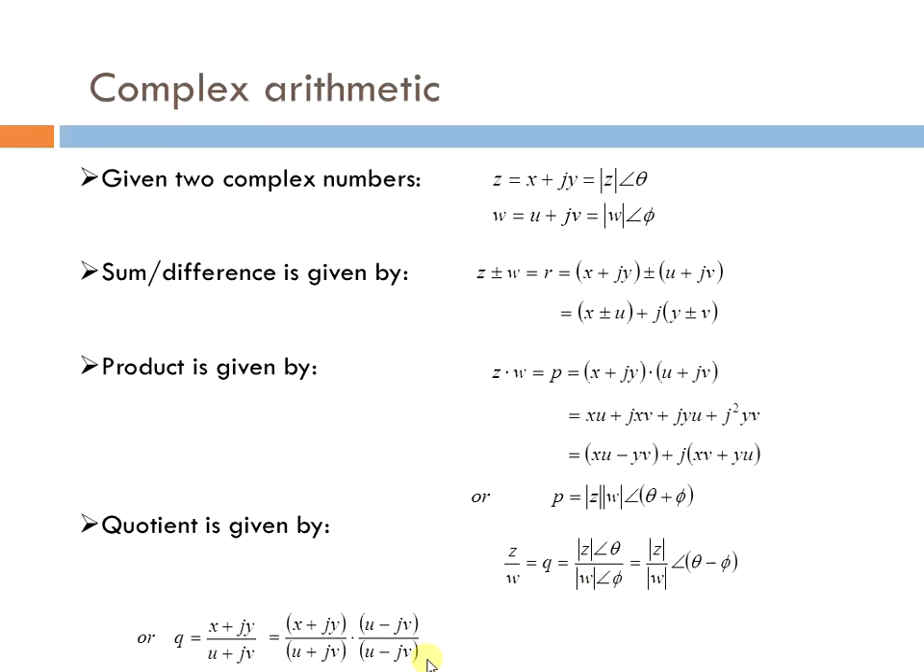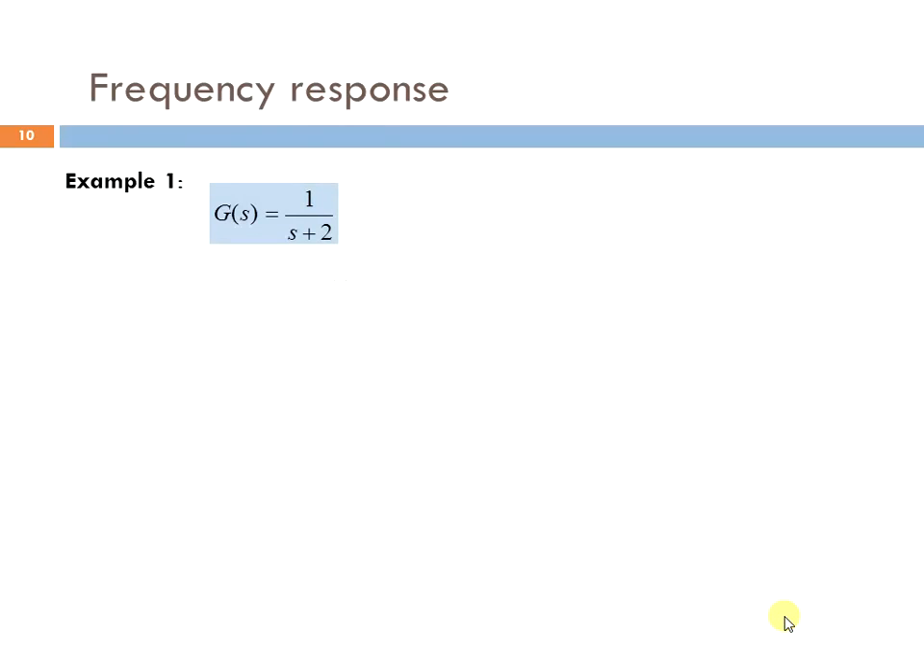When we expand this, we end up with a real number in the denominator, and this allows us to separate the real component from the imaginary component. Let us look at an example. So we are given here the transfer function 1 over s plus 2, and we are asked to determine the frequency response function.